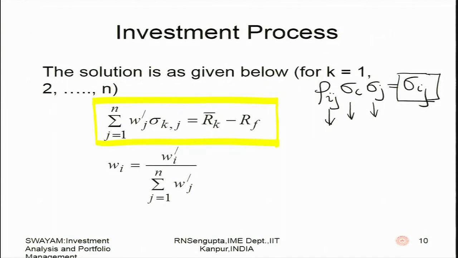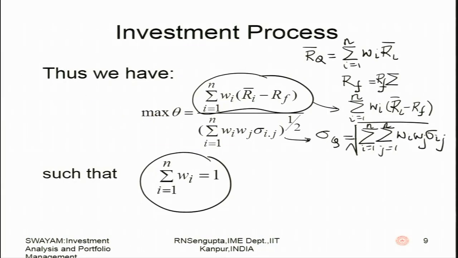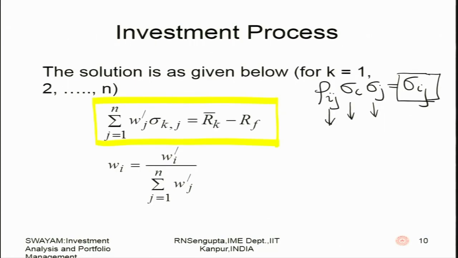Now, to illustrate that, if you see this equation, you have basically a square term w i into w j. Now, the weights are decision variables. So, when you partially differentiate that, x square differentiated with respect to x becomes 2x. That is why you have this, and this value of 2 basically gets absorbed, whether you consider that or not.